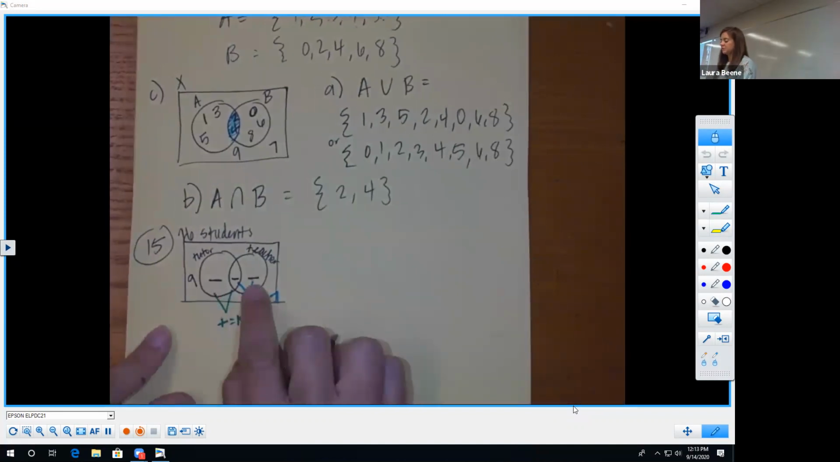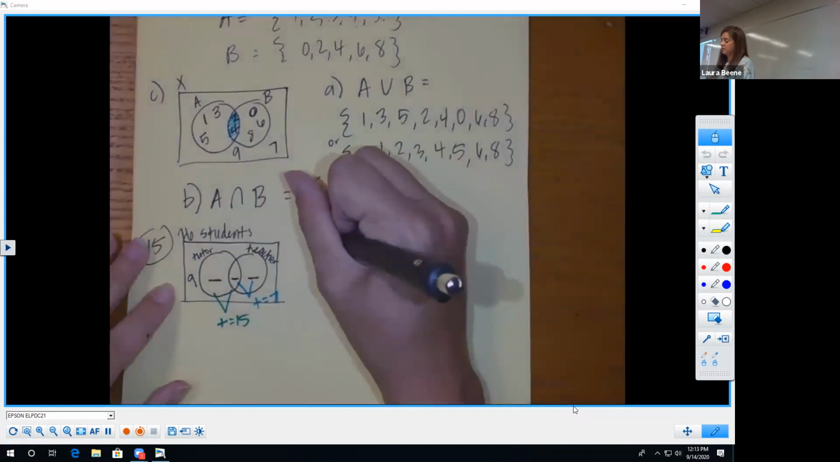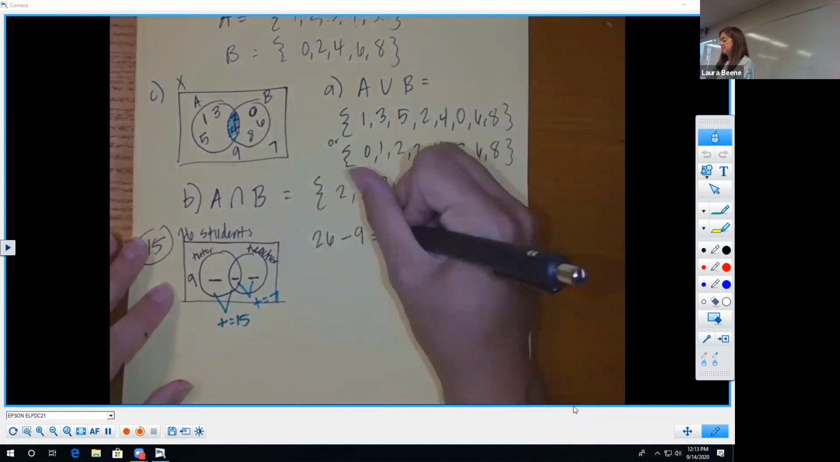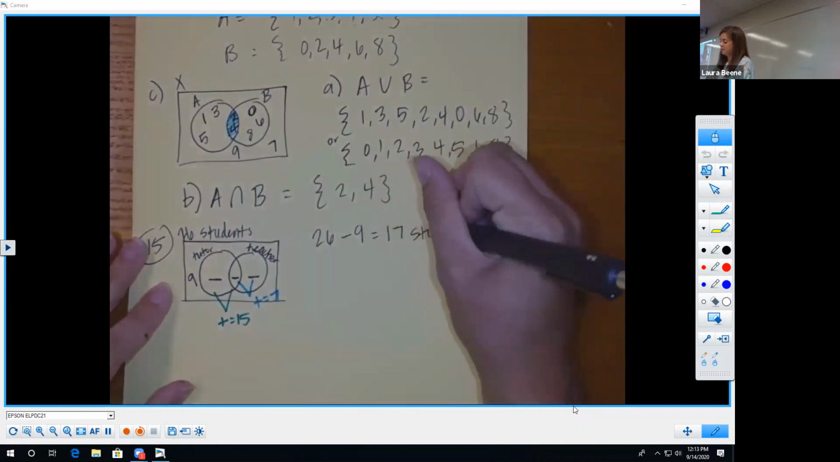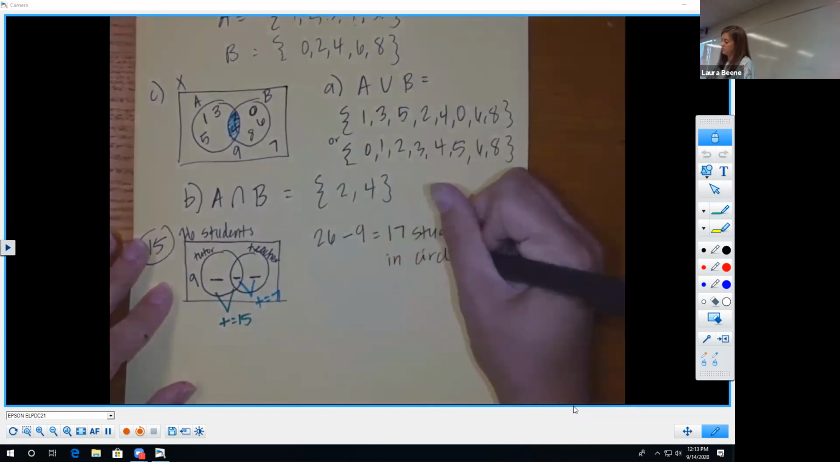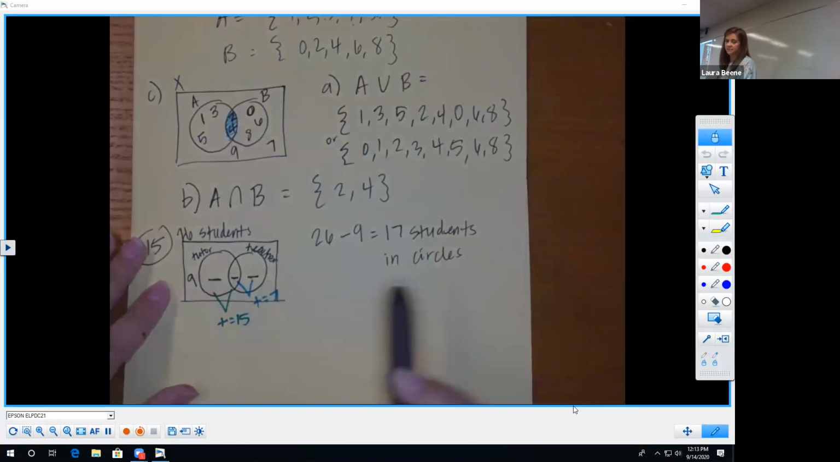So to figure out these 3 numbers, first thing I need to do is take my 26 students and subtract 9. So 26 minus 9 is 17. So that tells me that 17 students are the ones in the circles. So these 3 numbers need to add up to be 17.